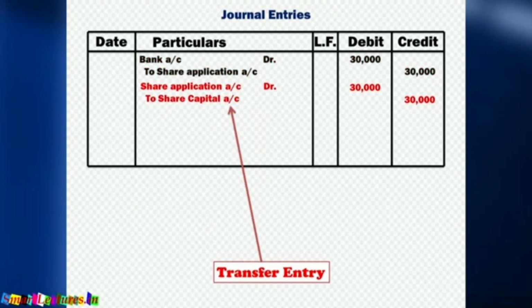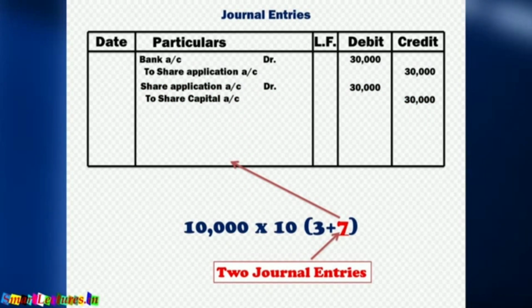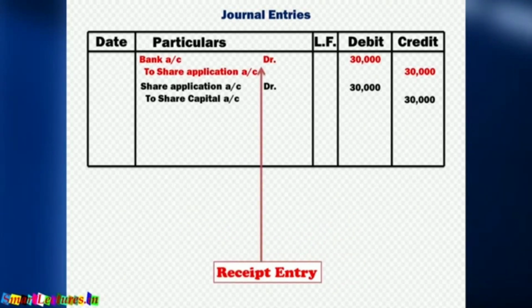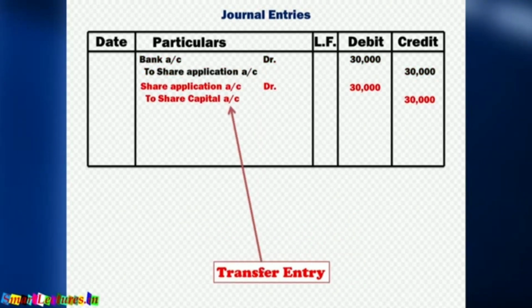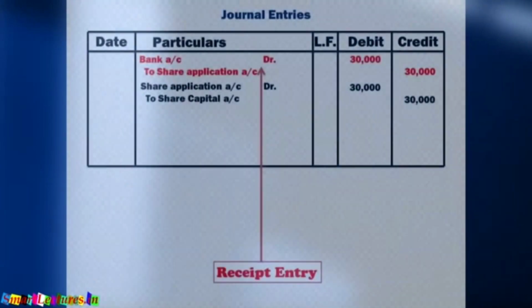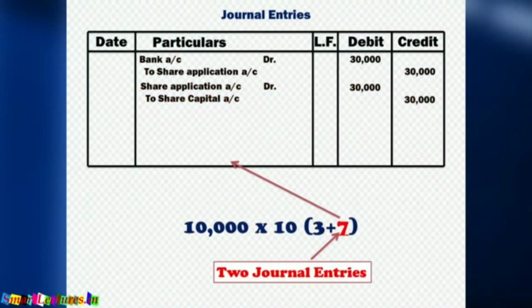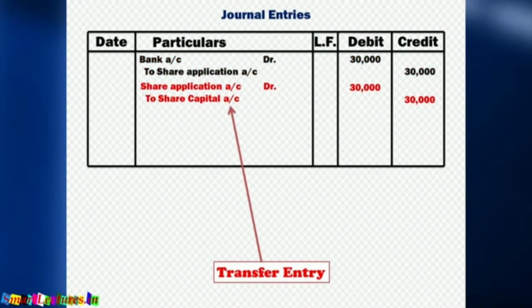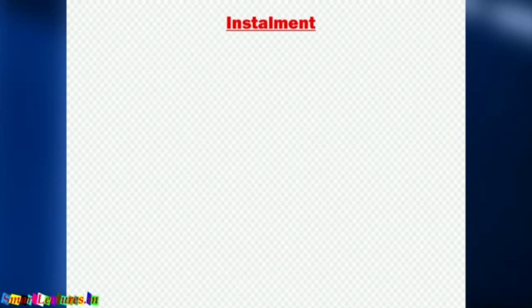So first journal entry is for receipt and the second journal entry is for transfer. Now we have to pass two journal entries for the allotment. Be careful. At the time of application, first of all, receipt journal entry is passed and then transfer entry. But in further installments, I mean to say allotment, first call, second call, third call, first transfer entry will be passed and then receipt entry will be passed. It might be a bit tricky for you, but the explanation of this thing will be given at the end of this chapter.